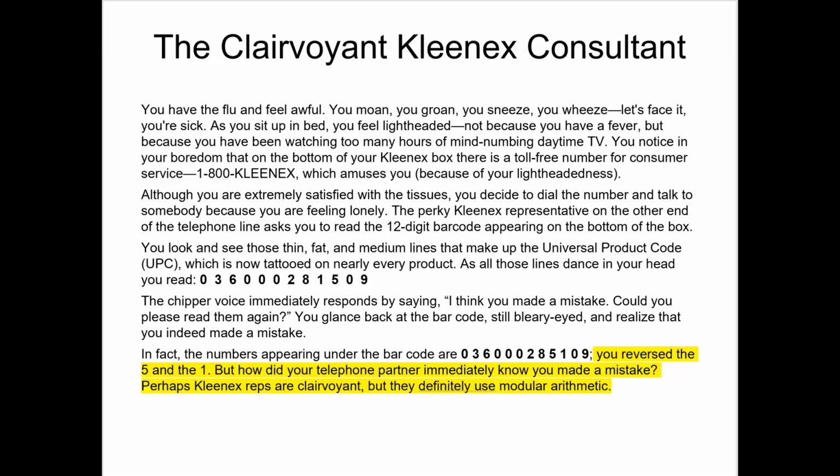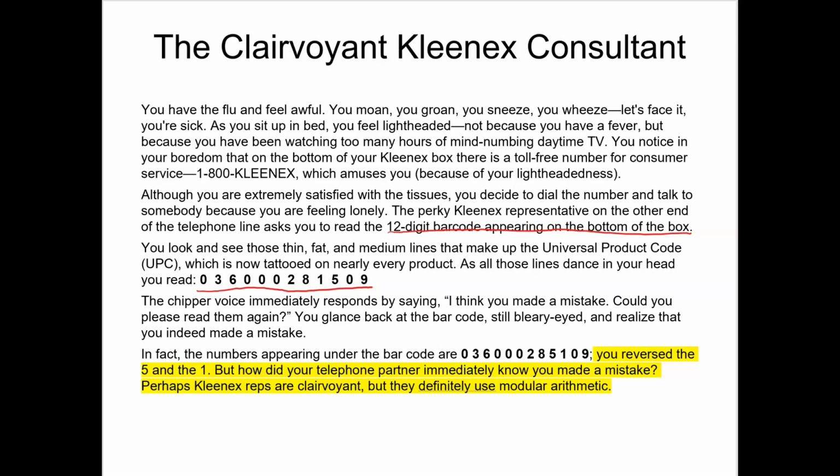You have the flu and feel awful. You moan and groan, and you decide that you're going to call the number on the back of the Kleenex box, 1-800-KLEENEX. Although you are extremely satisfied, you decide to dial the number, and the representative asks you to read the 12-digit barcode on the bottom of the box. You look, and everything looks a little squiggly because you're not feeling well, so you read these numbers to the person, and they say, actually, you made a mistake. Could you read them again? Now, you read them again and you realize that you actually reversed the 5 and the 1, but how did they know that there was a mistake?